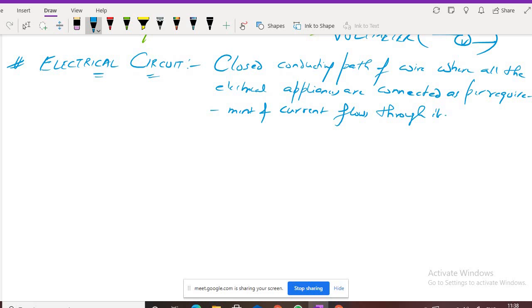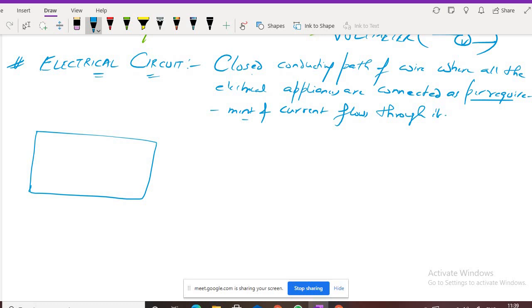I repeat, what is an electrical circuit? It is a closed conducting path. What do you mean by closed conducting path? Like this, a closed path; there are no empty spaces, it is all closed, where all the electrical appliances are connected. All the electrical appliances means what? Not appliances available in the market that we bring and connect. All the electrical appliances as per requirement: whatever instruments you require, you will connect, and current should flow through it. That is called an electric circuit.